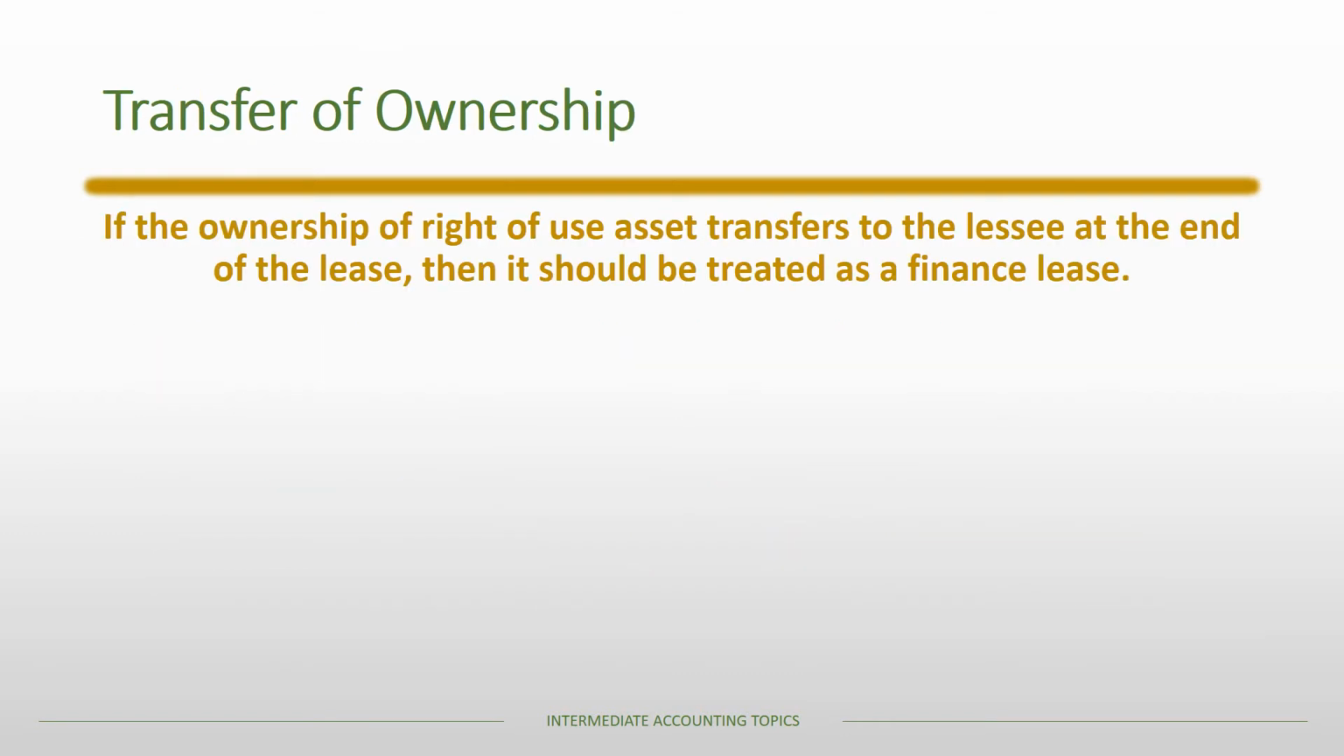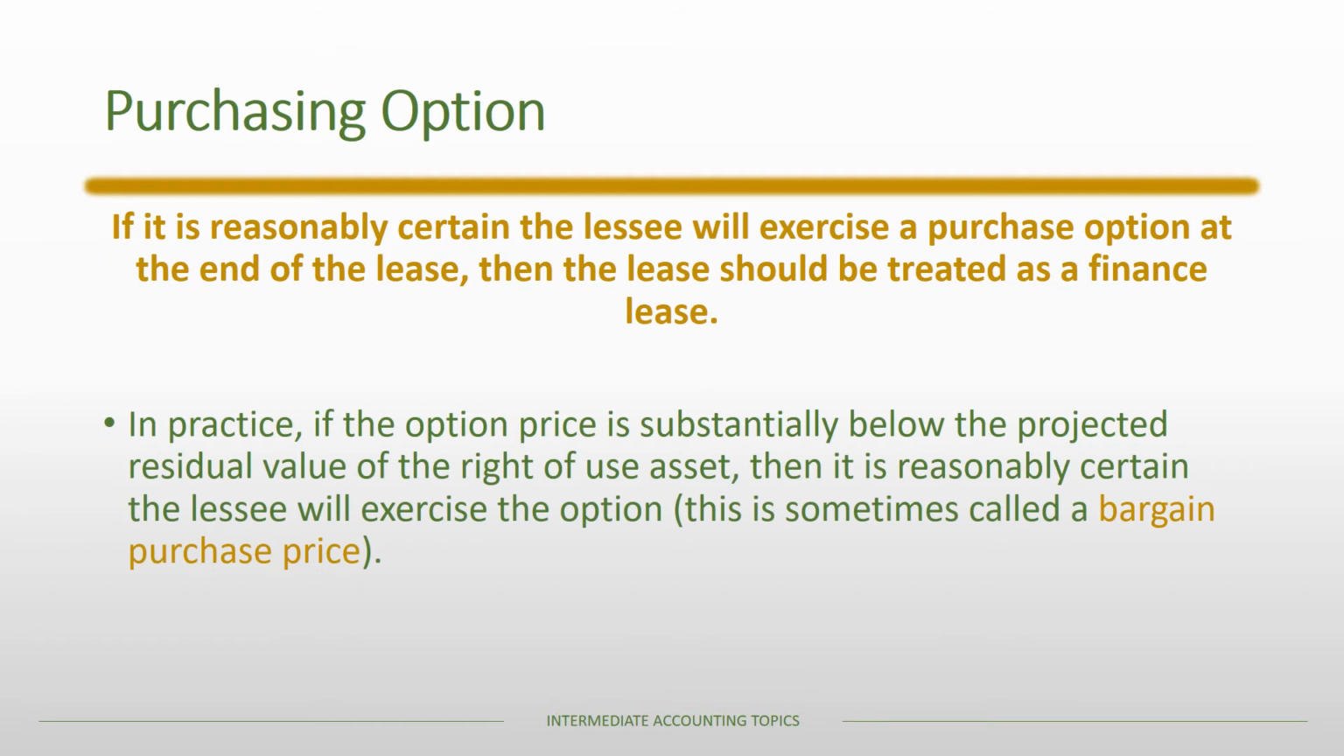So the first guideline is transfer of ownership. Basically, if the ownership of the right of use asset transfers to the lessee at the end of the lease, then it should be treated as a finance lease. Also, when we talk about the purchase option, if it's reasonably certain that the lessee will exercise a purchase option at the end of the lease, then the lease should be treated as a finance lease.